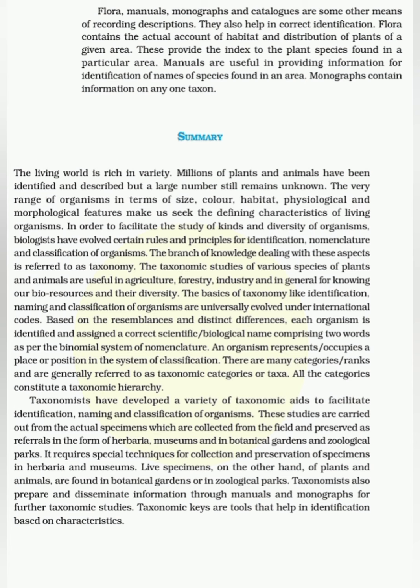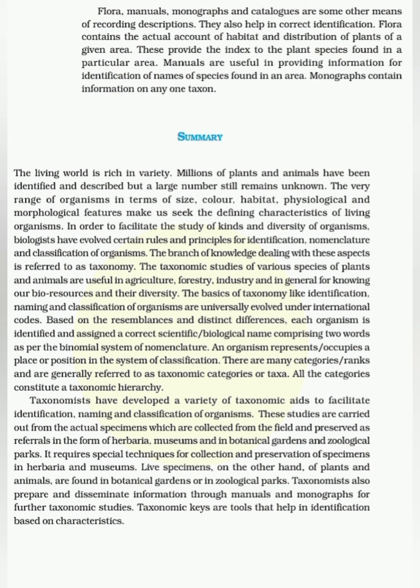Summary: the living world is rich in variety. Millions of plants and animals have been identified and described, but a large number still remains unknown. The very range of organisms in terms of size, color, habitat, physiological and morphological features make us seek the defining characteristics of living organisms. In order to facilitate the study of kinds and diversity of organisms, biologists have evolved certain rules and principles for identification, nomenclature and classification of organisms.